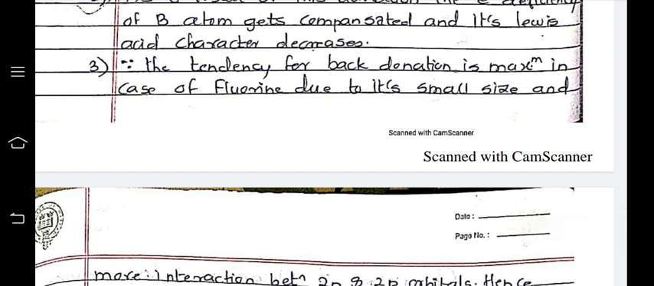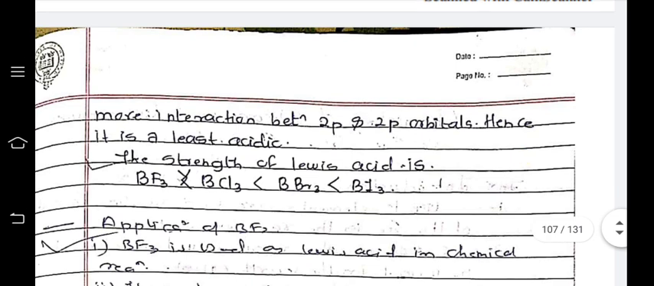The tendency for the back donation is maximum in case of fluorine due to its small size and more interaction between the 2p-2p orbitals. Hence, it is the least acidic.